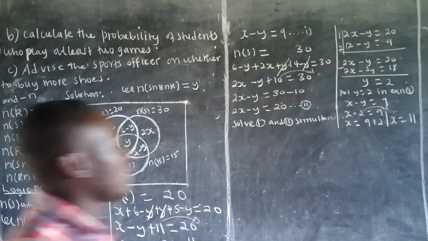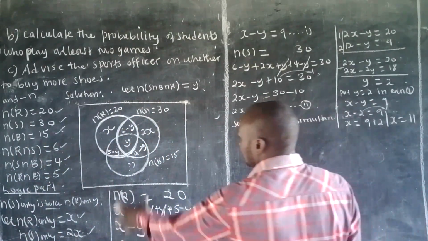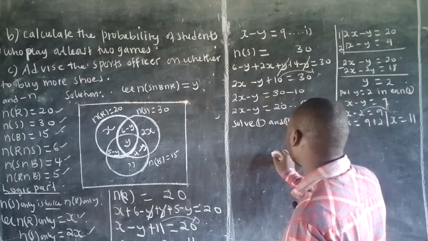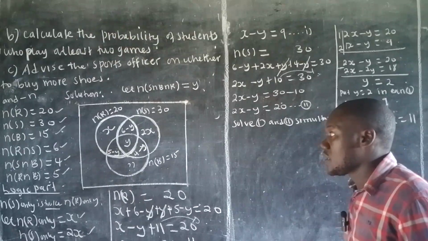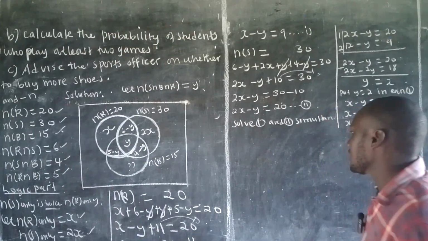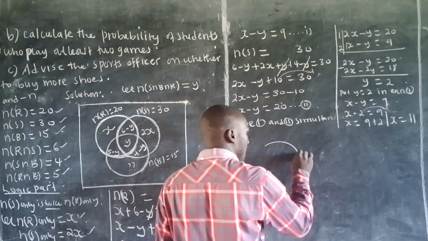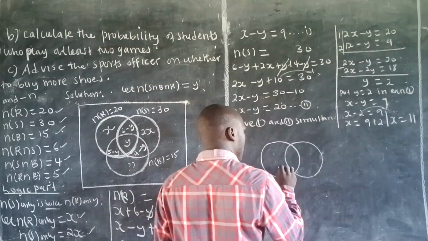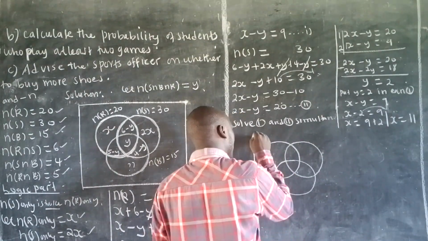Okay, now we have the value of x, we have the value of y. Now we can come back and redraw our Venn diagram. Let's redraw our Venn diagram. Please, you redraw also your Venn diagram. Redraw it very fast, and we see. Okay, that's my simple Venn diagram.